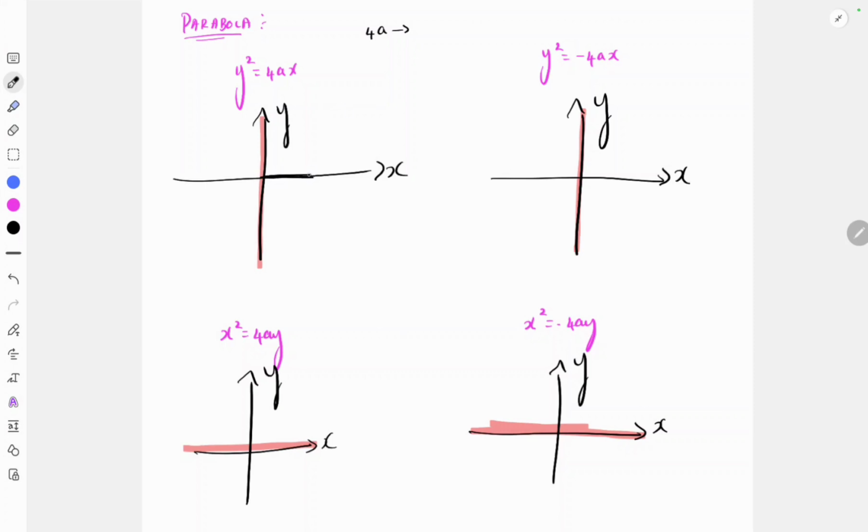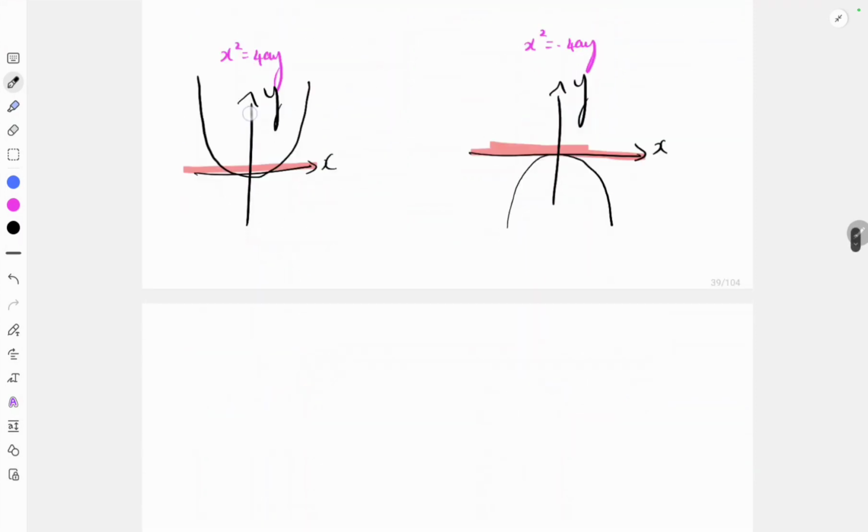X is positive in this side, so it means open rightward. So here this is minus, so x should be negative, then only minus of minus, it will be positive. So open leftward. And x square equal to 4ay, so x square is positive, y should be positive, so open upward. So this will be open downward. So this is the parabola we have.